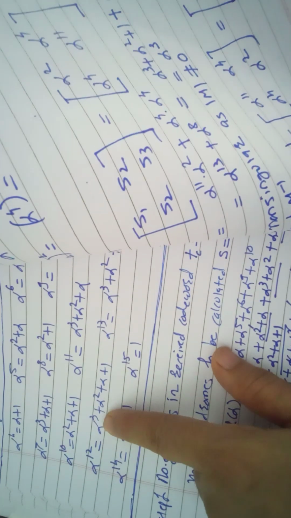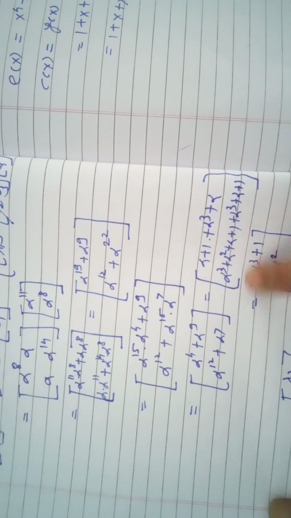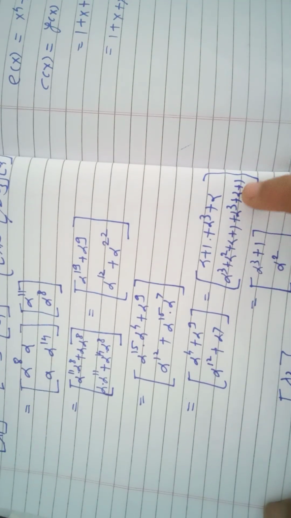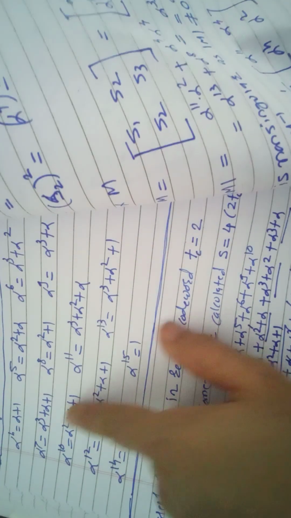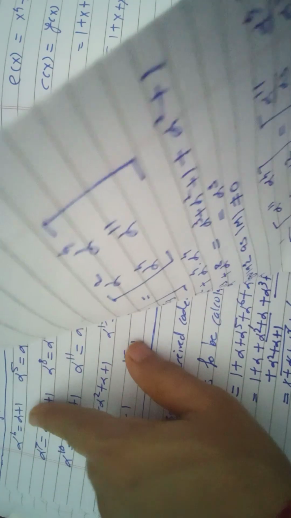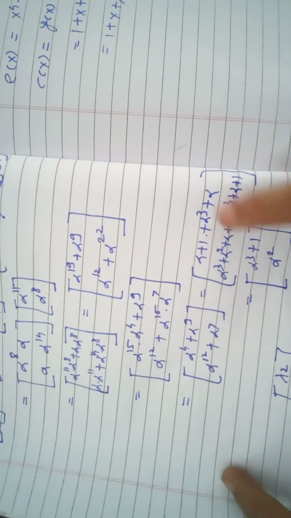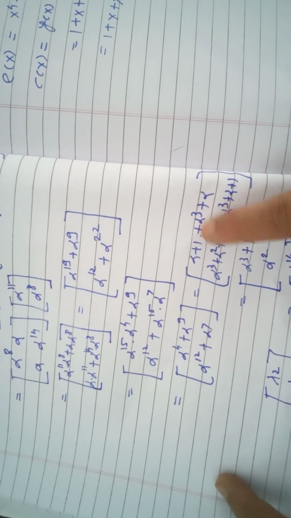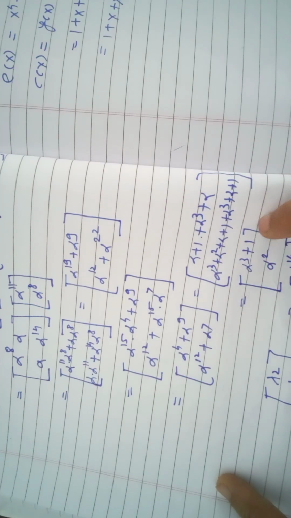So these values are already discussed here. Alpha 12 is alpha cube plus alpha square plus alpha plus 1. This is prerequisite. Then alpha 7 is alpha cube plus alpha plus 1. Then alpha 4 is alpha plus 1. Alpha 9 is alpha cube plus alpha. So similar terms get cancelled out. Alpha gets cancelled out. So alpha cube plus 1.